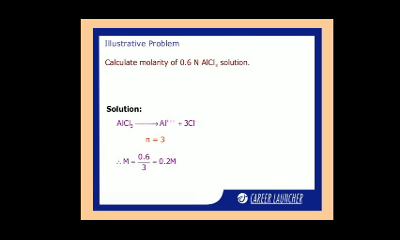Then calculate the molarity of 0.6 N aluminum chloride, AlCl3 solution. AlCl3 gives Al plus 3 plus 3 Cl minus. That is, n is equal to 3, M is equal to 0.6 by 3, that is equal to 0.2 M.